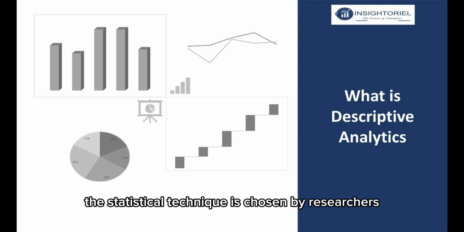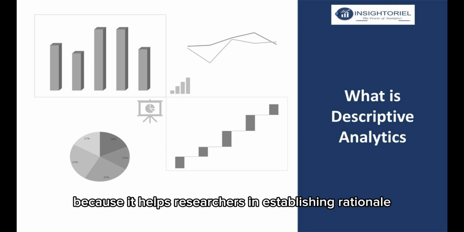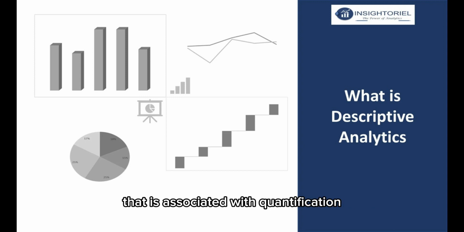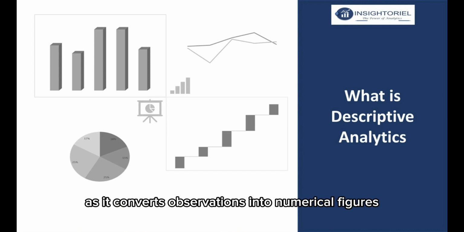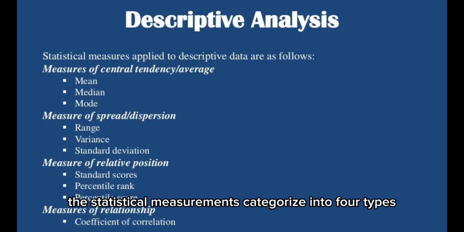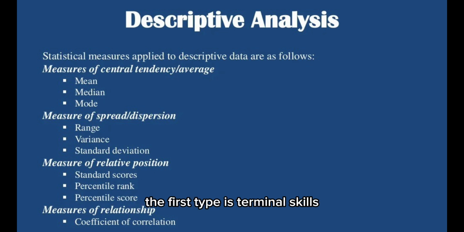Moreover, this statistical technique is chosen by researchers because it helps researchers in establishing rationale that is associated with quantification. The statistical measurement is a preliminary phase of the quantitative research, as it converts observations into numerical figures. The statistical measurements are categorized into four types. The first type is nominal scales, which help in organizing observation into restricted groups.